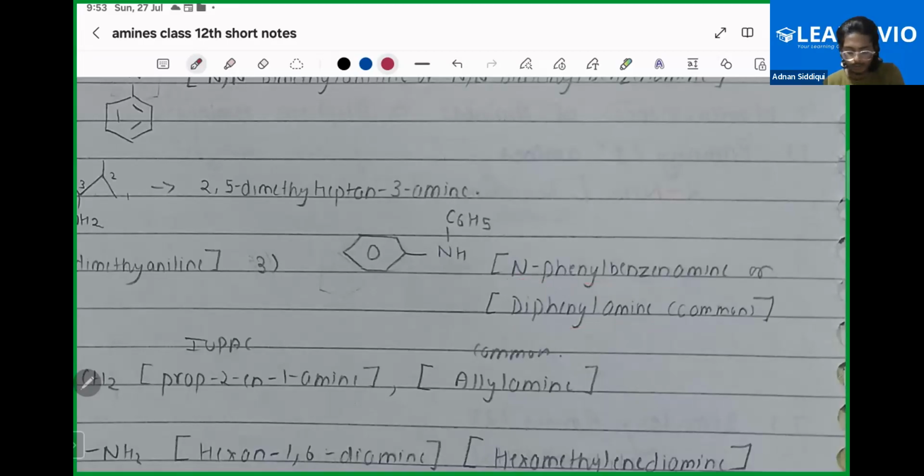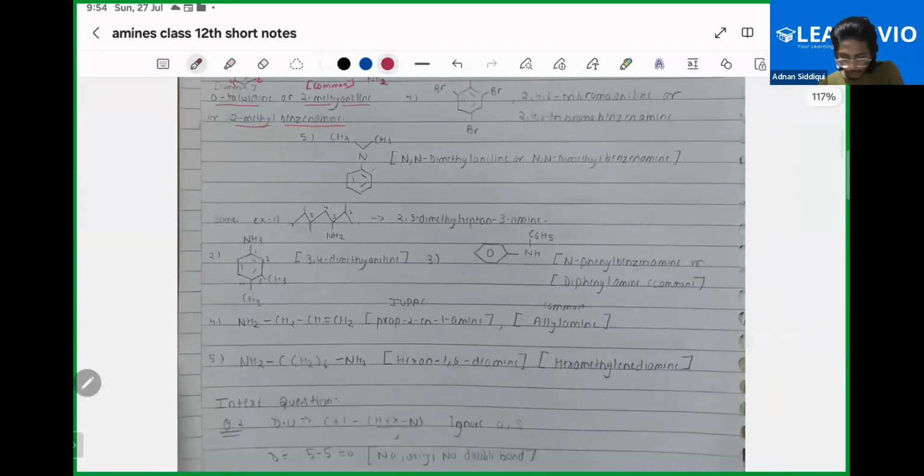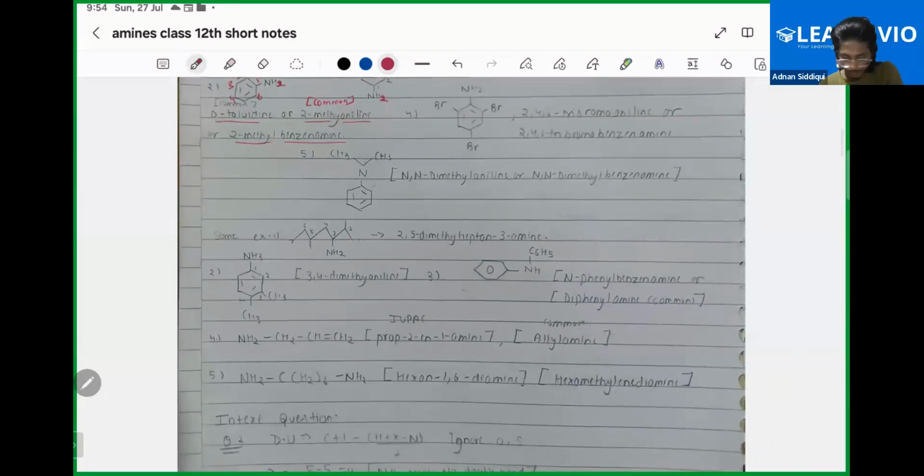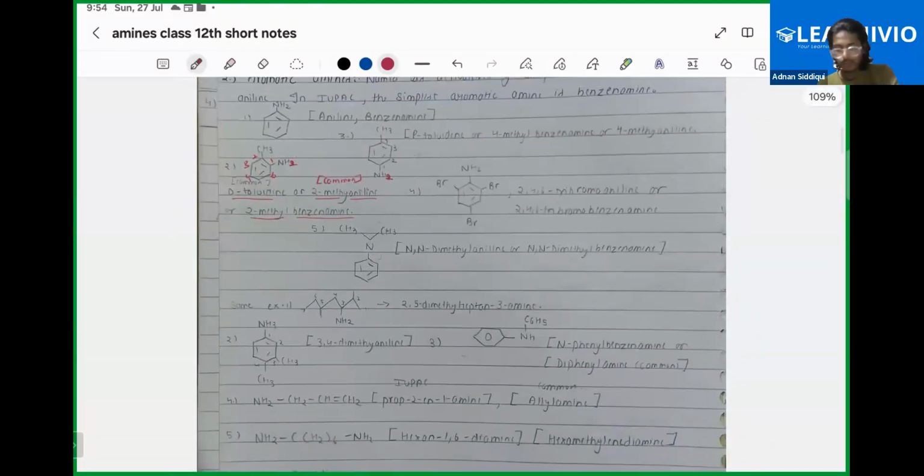I hope this is simple. Just try to go through this page, and if you have any sort of doubt, you can ask me. Then we will start with the preparation part.